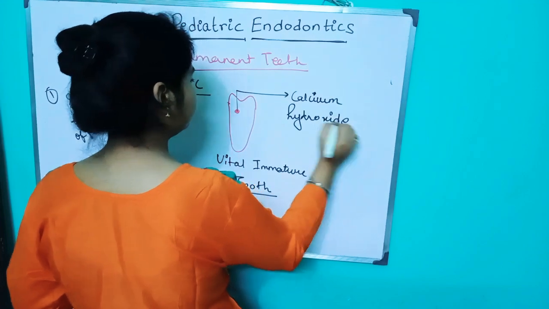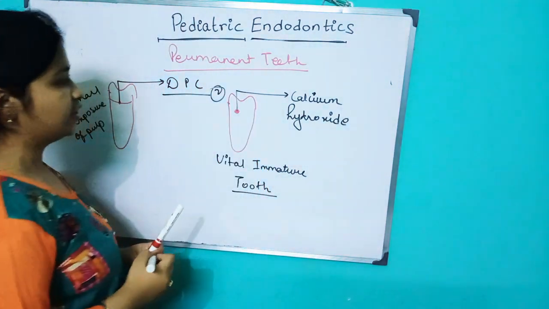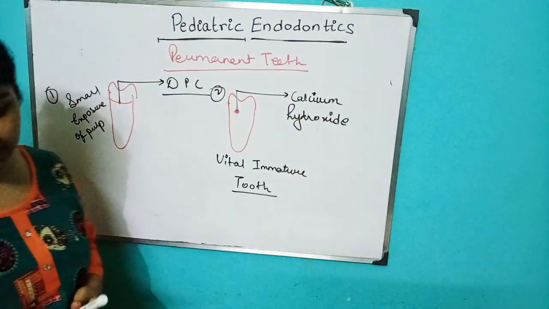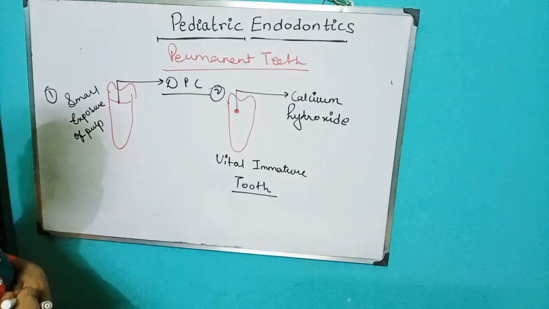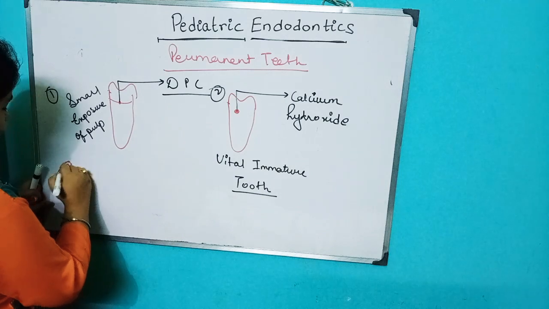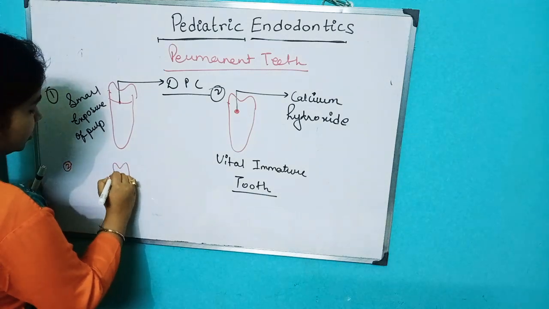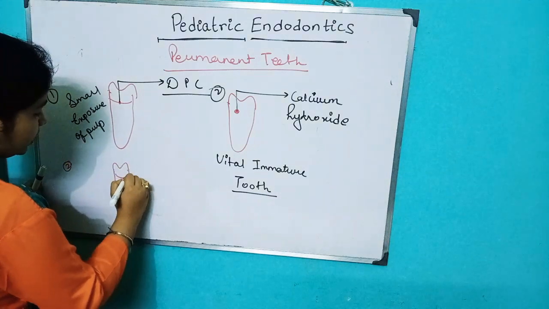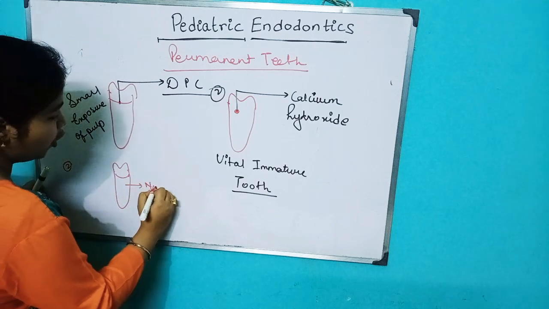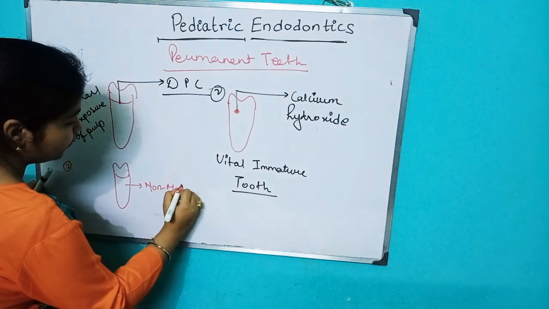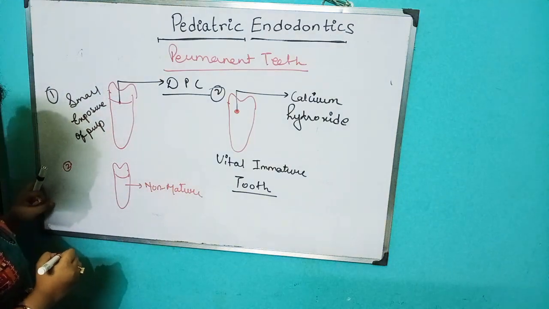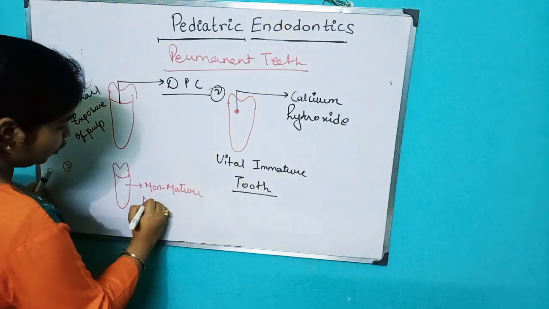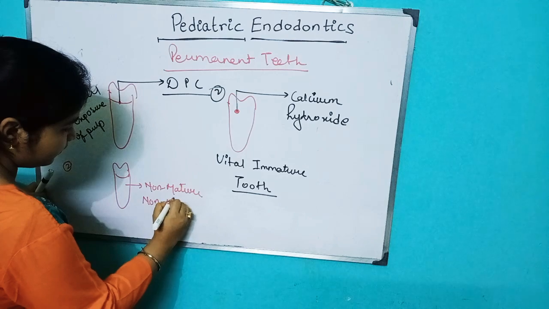Therefore, what will we put in it? Calcium hydroxide. This is the second condition. Now come to your third condition, a non-vital immature tooth. Okay, here is your tooth. It is non-mature, non-vital.